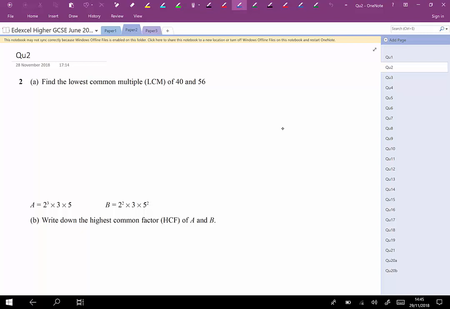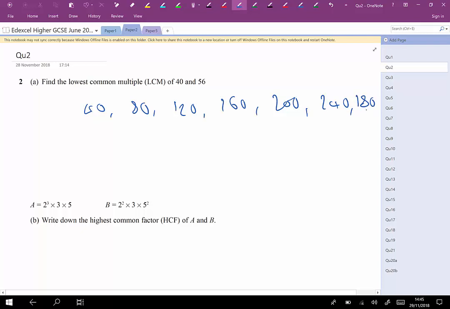A couple of ways of doing this one. One way of doing it is for you to just write out some multiples and look for the first one that's in both lists. So you could go 40, 80, 120, 160, 200, 240, 280, and so on. Okay?